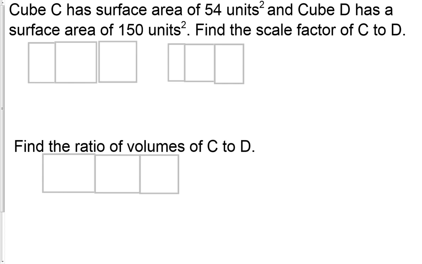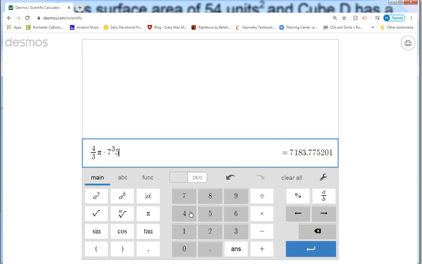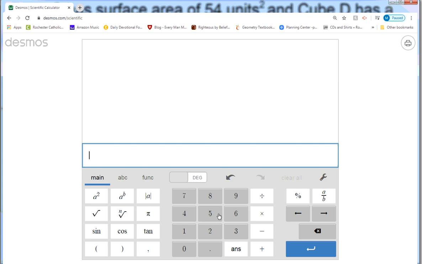We got a couple problems for you. Cube C has a surface area of 54 units squared, and cube D has a surface area of 150 units squared. They're also similar figures, by the way. Find the scale factor of C to D. So we're doing 54 over 150 is going to equal C squared over D squared, or C over D squared. And so we want to simplify that. Now again, on a calculator, showing Desmos for how many times again, but 54 over 150, let me clear it out.